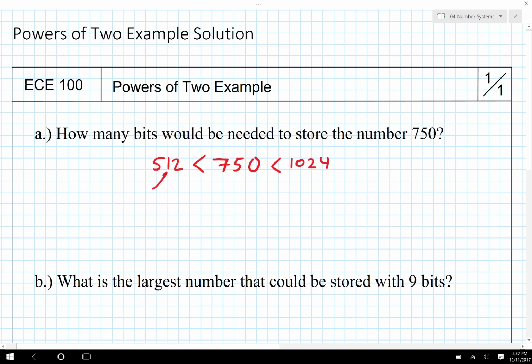So 512, this is 2 to the 9th power, and 1024, this is 2 to the 10th power. So I know that I'm going to need more than 9 bits, but no more than 10 bits. And so therefore, I'm going to say that this number can be represented in 10 bits. And that's my answer for representing 750.